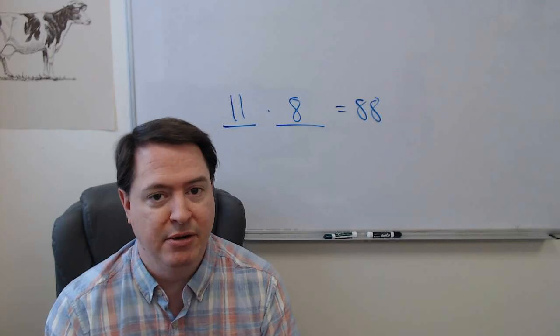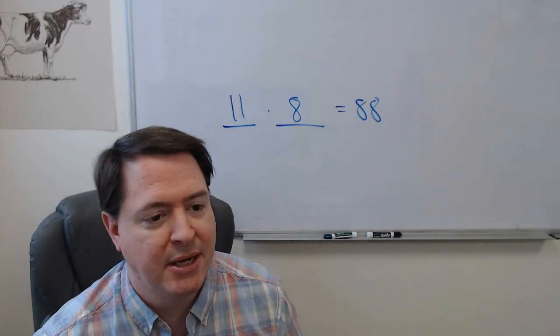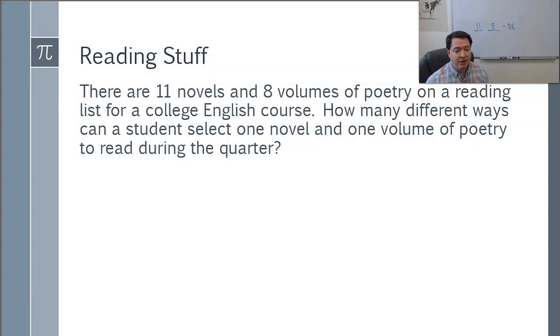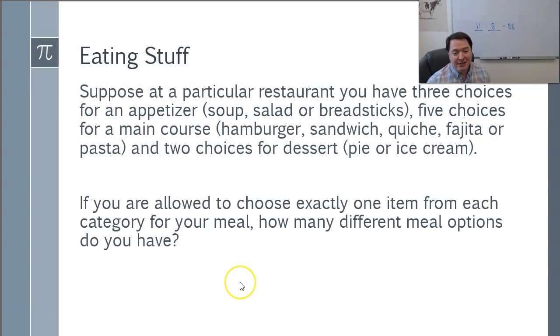That is much easier than writing out a whole tree diagram and sample space and everything, especially if that's all I really needed to know. All right, so that's that. Let's look at another one. In this example, we're looking at choices for an appetizer, a main course, and a dessert, and we're allowed to choose one of each. How many different meal options do we have?